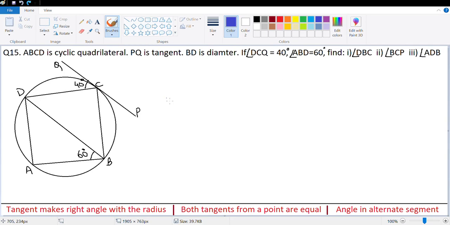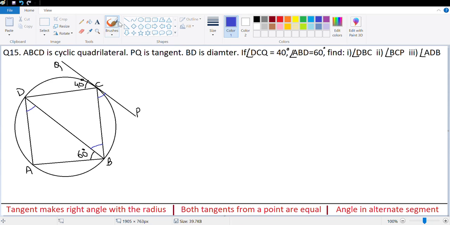Hi guys, let's look at the next question. The next question that we do is question number 15. It says ABCD is a cyclic quadrilateral, PQ is tangent, BD is diameter. If angle DCQ is equal to 40 degrees and ABD is 60, we need to find DBC, which is this angle, BCP, which is this angle, and ADB, which is this angle.